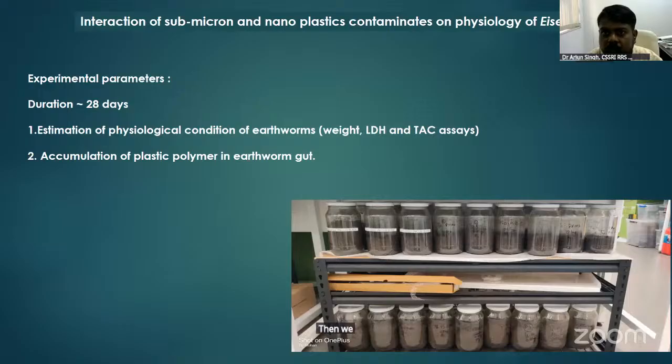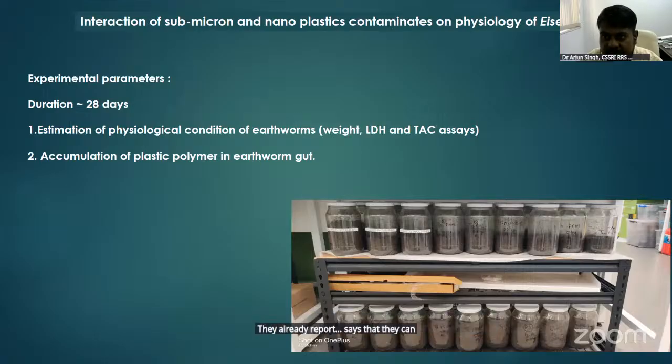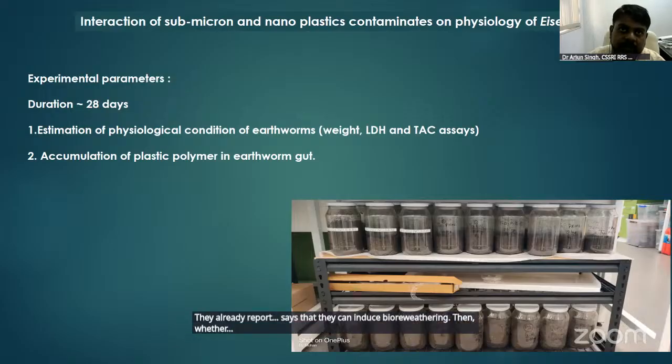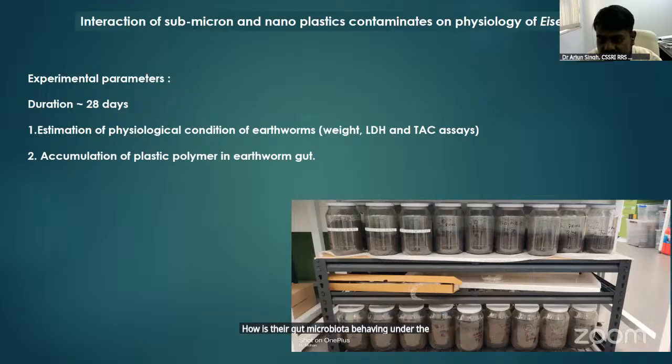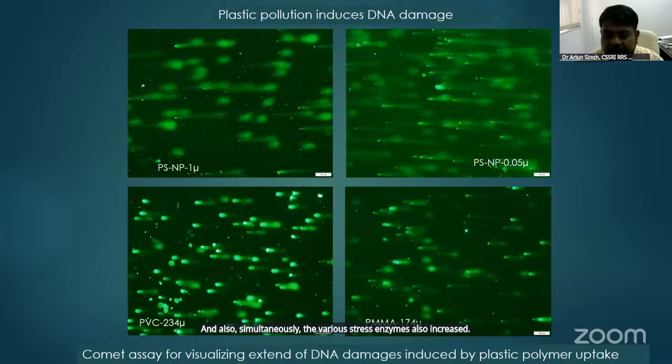Then we also want to see how soil macrofauna like earthworms are affected if they are consuming microplastic particles. Reports already say that they can induce bioweathering, so is their physiology changing or not? How is their gut microbiota behaving under the influence of the various microplastic particles? We find that as the size of the plastic polymers reduced, their numbers were increasing in the body, and simultaneously the various stress enzymes also increased. Based on the genotoxic assay, we can see that DNA damage was also prevalent.